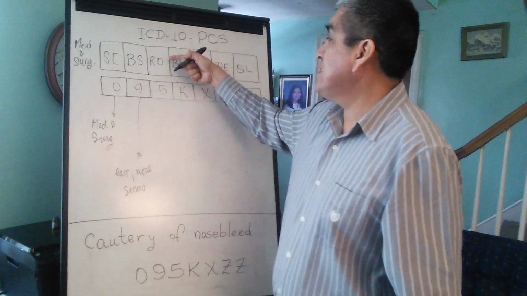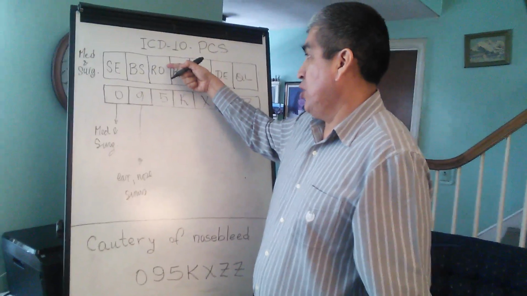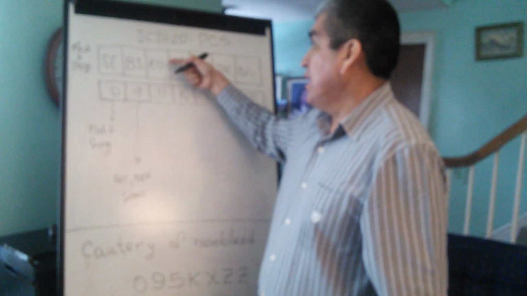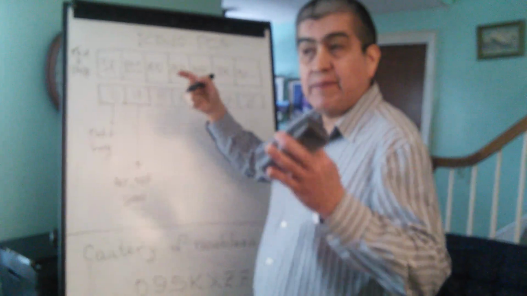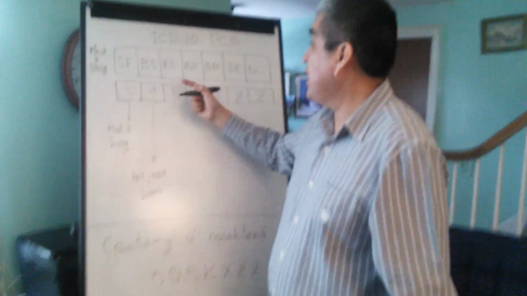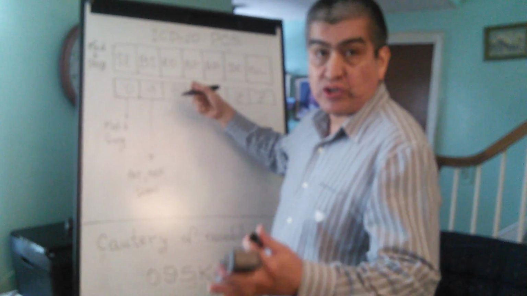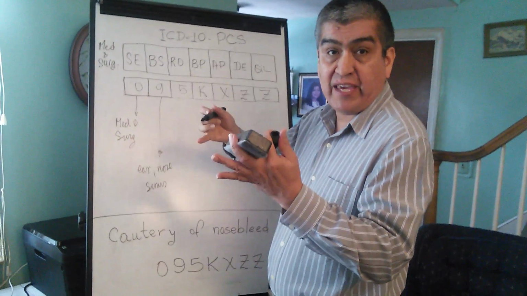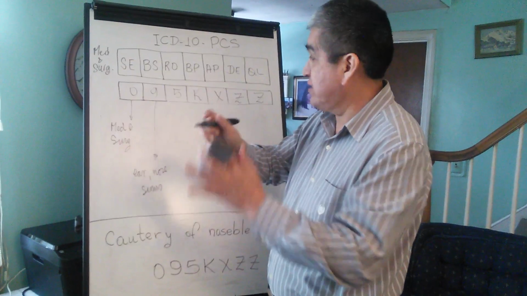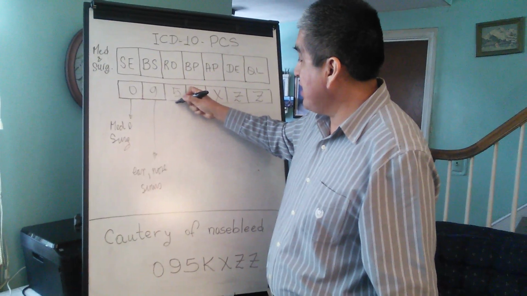The third character is the root operation. What does the root operation mean? What was the main procedure? In our case, it's destruction. We destroyed a vein because we seal it and we destroy it. So the 5 means destruction.